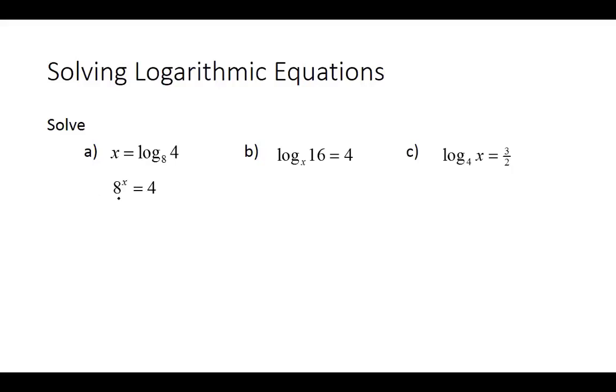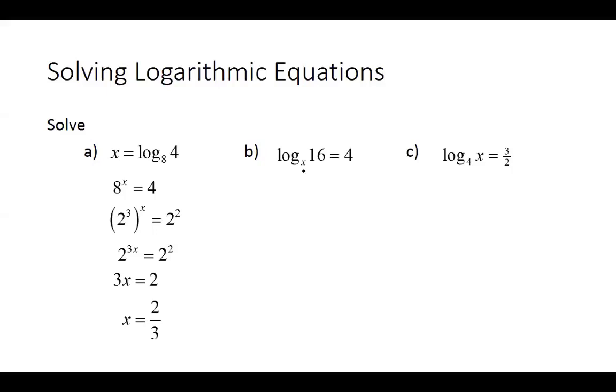And then now I can make the base the same like we did before. If it's possible to make the base the same, in this case it is, we can change 8 to 2 to the power of 3 and change 4 to 2 to the power of 2 and conclude that if the bases are the same, then the exponents must be the same. So 3x equal to 2, so x equal to 2 over 3. That's all I did, was I changed it to the exponential function and made the base the same.